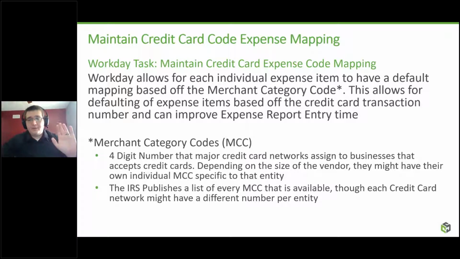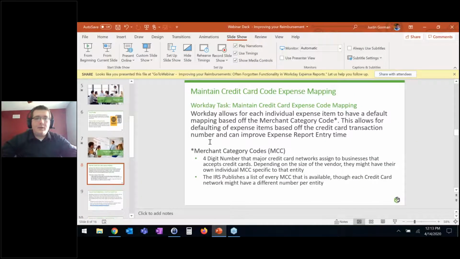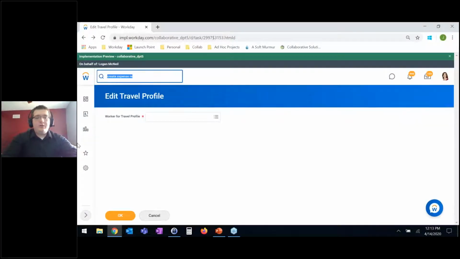So you can choose the individual suppliers, depending on if they're large enough, or the generic type of store that you want to route to this expense item. So if I see a local bookstore code, it will route to books. Whereas anytime it sees Barnes & Noble, that's also going to route to books. Okay. So the task in Workday is maintain credit card expense code mapping.